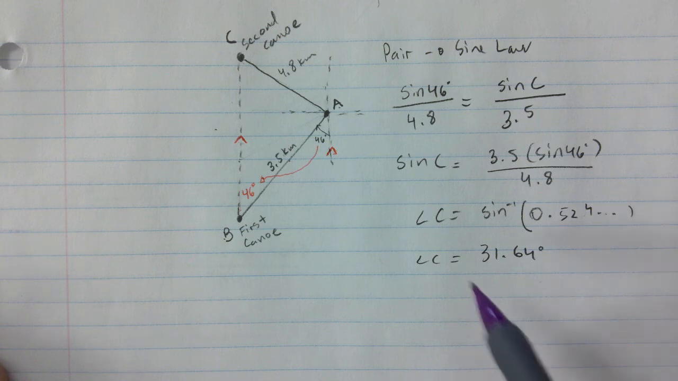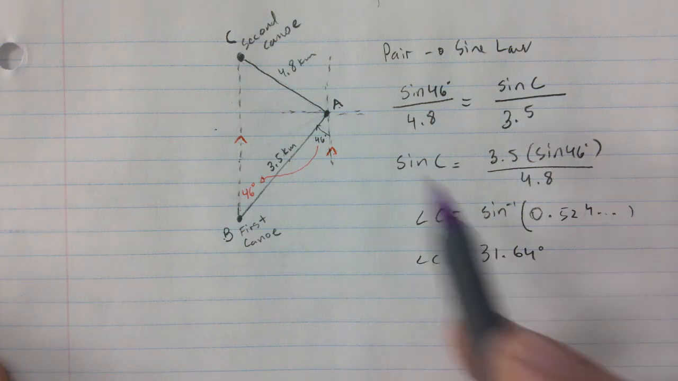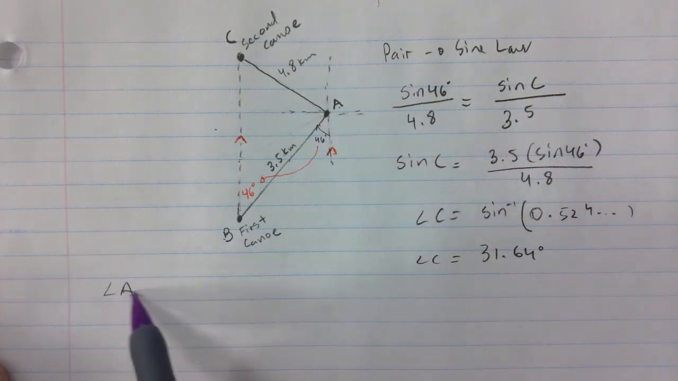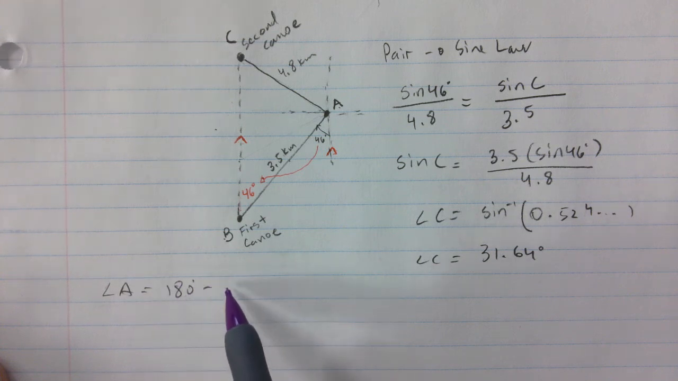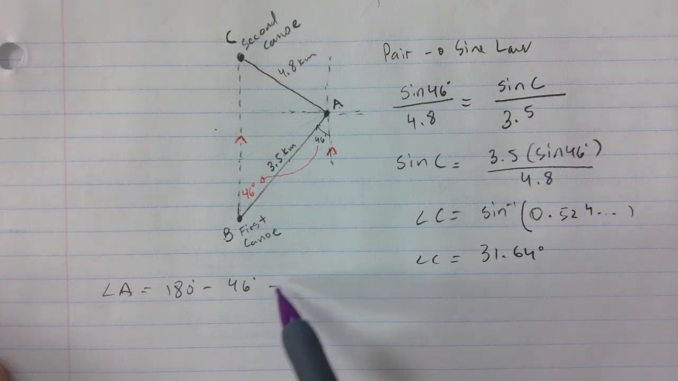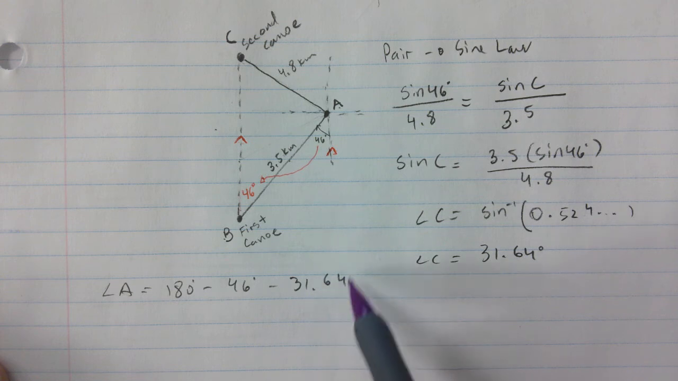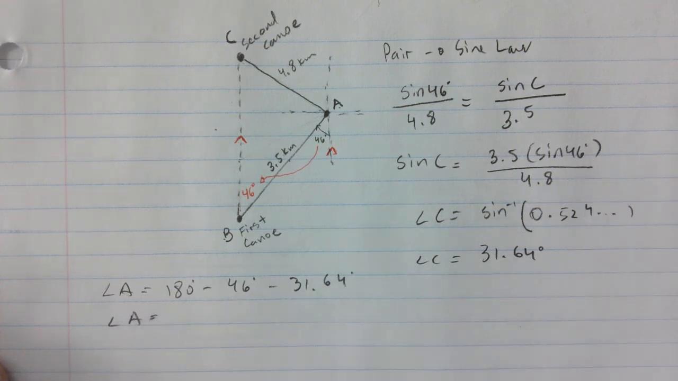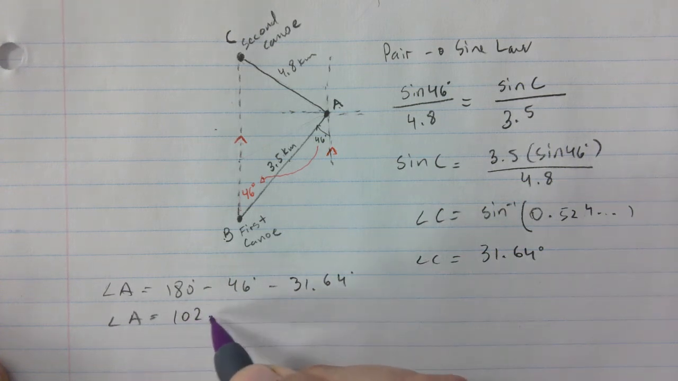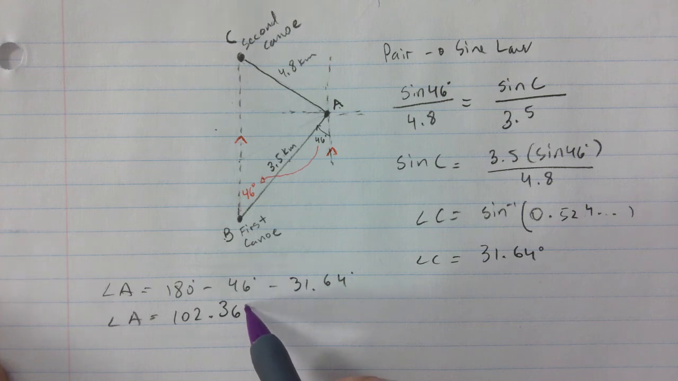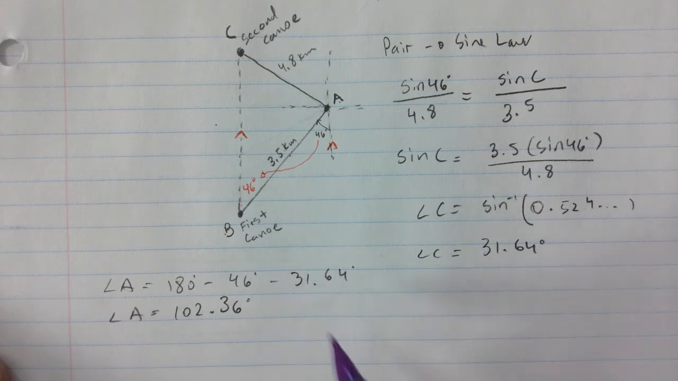So what I would like you to do is when you do that, right, now we need to find angle A. So angle A is just 180, show me the work, right? Minus 31.64. That's 102.36, which is also part of my work, right?